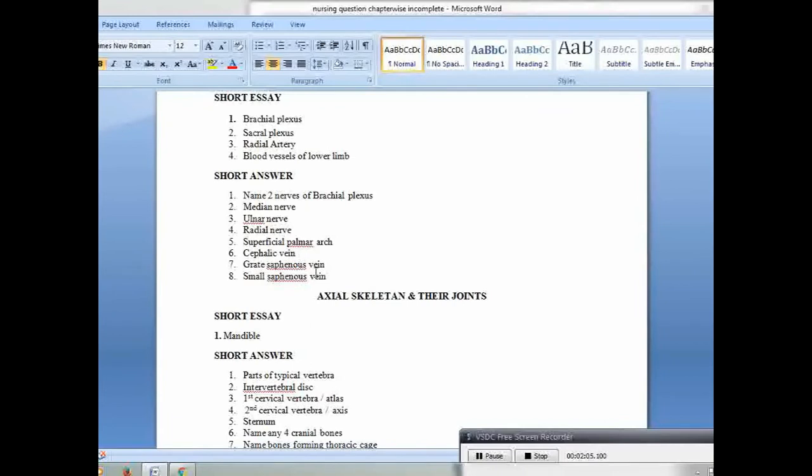Great saphenous vein. There is a spelling mistake here. Great saphenous vein is a large vein which is seen in the lower limb, a superficial vein. Again, you need to mention about the dorsal venous arch there and where it is draining. It is draining into the femoral vein.